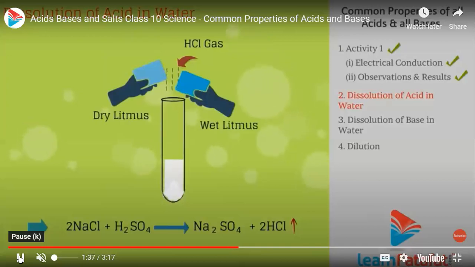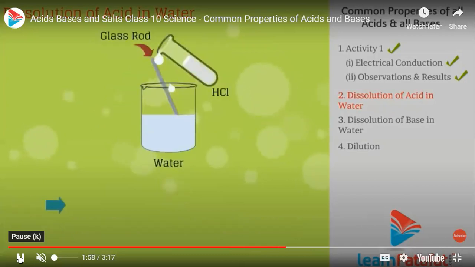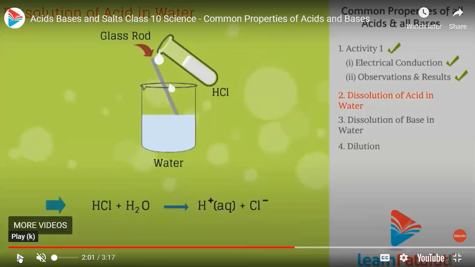See, we'll bring it near the mouth of the test tube. We'll see that the dry litmus paper has no change, whereas the wet litmus paper turns red. So this is how we study the release of HCl gas during the process. Now, what is the reason that the wet litmus paper turns red, whereas the dry litmus paper doesn't? I've already told you that wet litmus paper means we dip the litmus paper in the water and then place it near the mouth of the test tube.